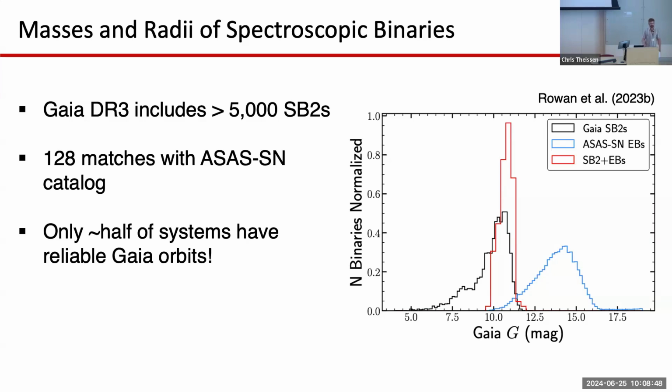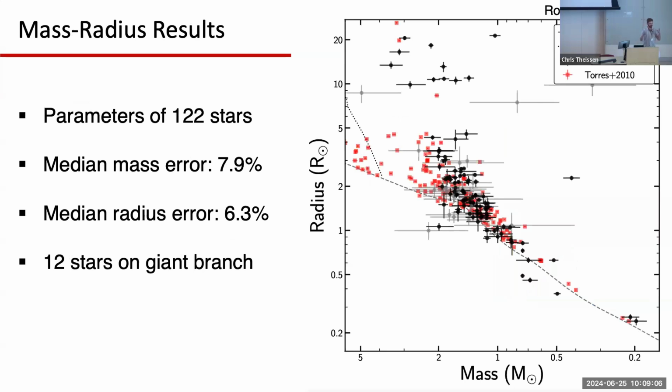This figure is showing the apparent magnitude distribution of that catalog in black compared to our catalog in blue. So the overlap, which is shown in red here, shows that these are really some of the brightest ASAS-SN eclipsing binaries, some of the fainter Gaia spectroscopic binaries. But we have about 130 systems to work with here. What we can do is just simultaneously fit the ASAS-SN light curve with this Gaia RV orbit model to measure masses and radii. Our results are shown in black.